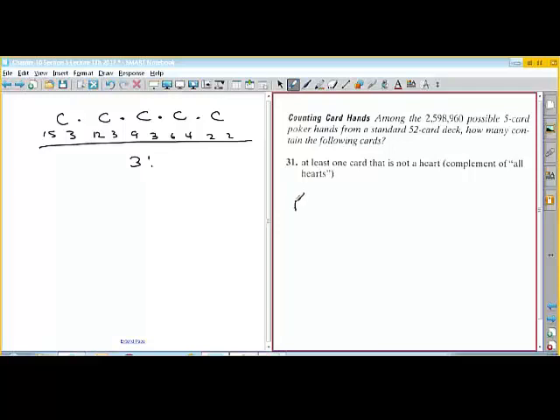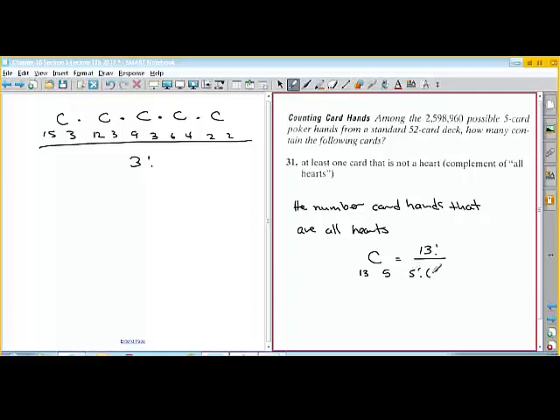So the way you do that, we'll say the number of card hands that are all hearts, which is the complement of what they're asking. To calculate that, you say, I've got 13 cards that are hearts, and I'm going to take 5 of those cards for a 5-card hand, and that's going to give me the number of hands that are all hearts. So let's calculate the number here.